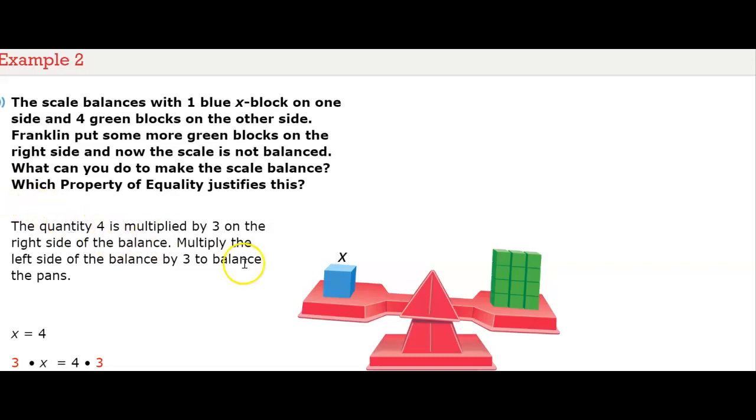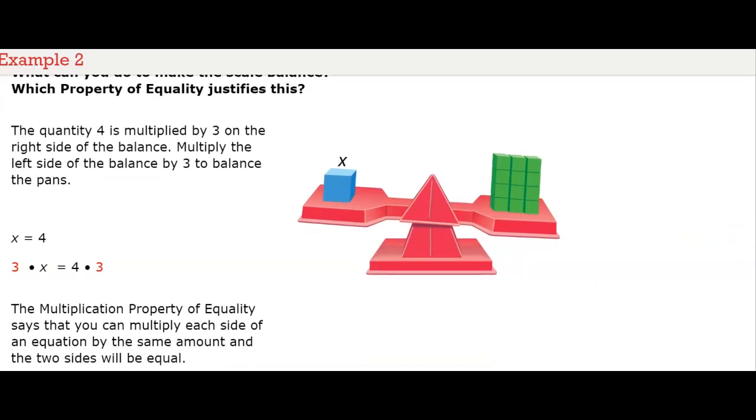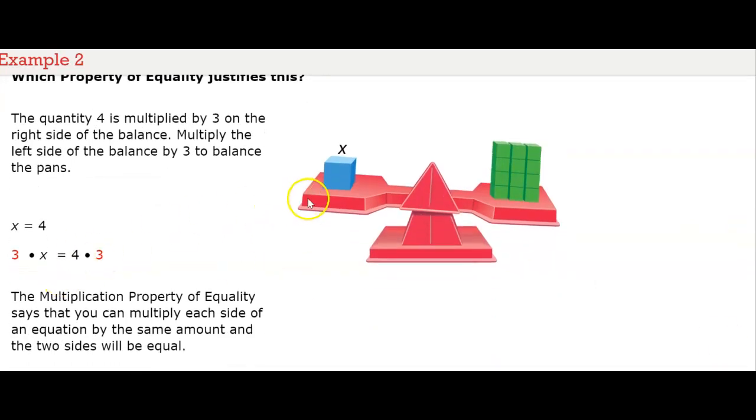The quantity 4 is multiplied by 3 on the right side of the balance. Multiply the left side of the balance by 3 to balance the pans. So by doing that, now this side will become balanced with this one. And that property is the multiplication property of equality. And that means you can multiply each side of an equation by the same amount, and the two sides will be equal.